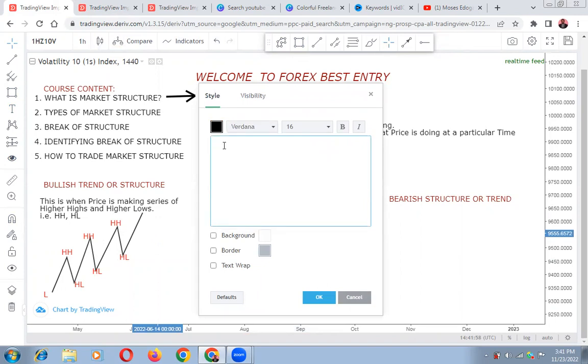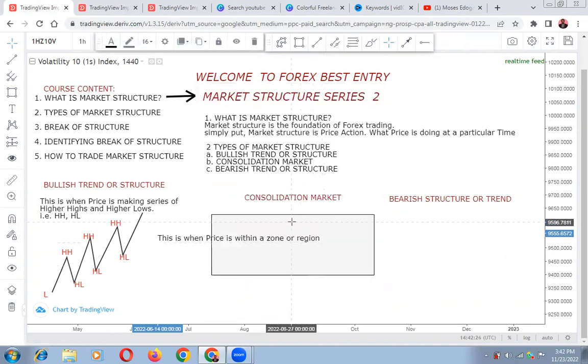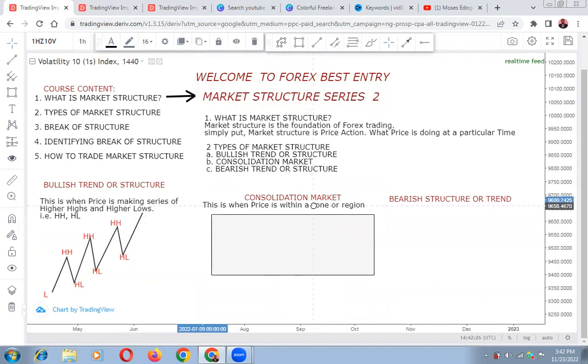This is simply when price is within a zone, within a region. Price cannot be in a singular place. Sometimes it can just be within a zone, and that's just consolidation market. That's consolidation. Price is within a zone.